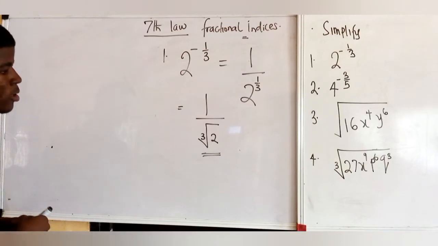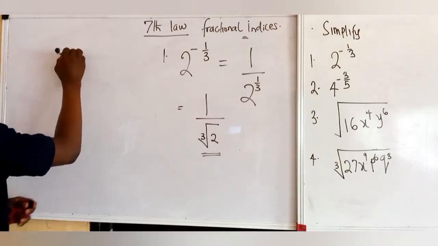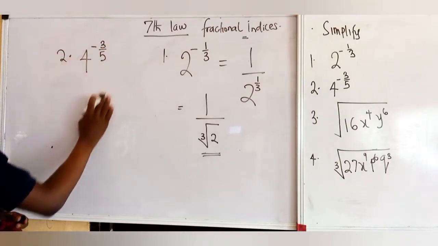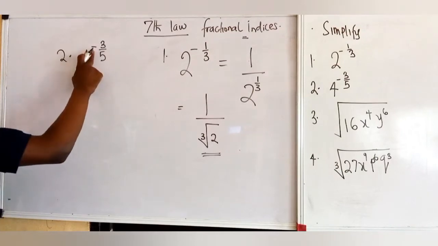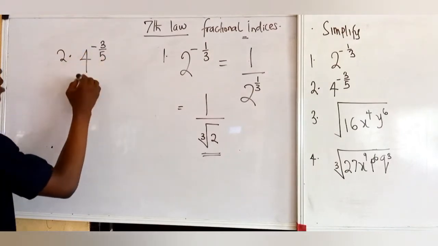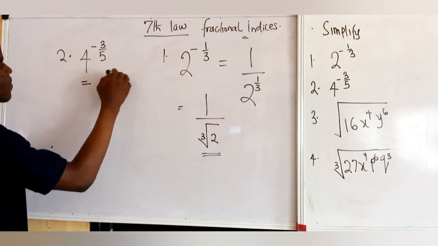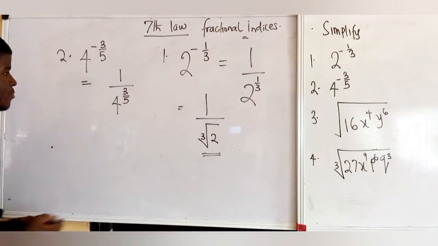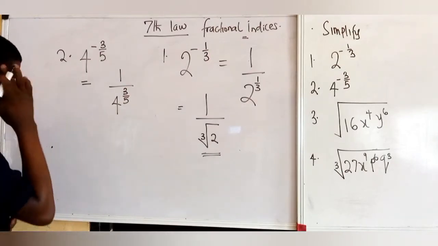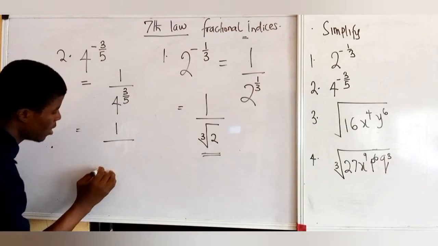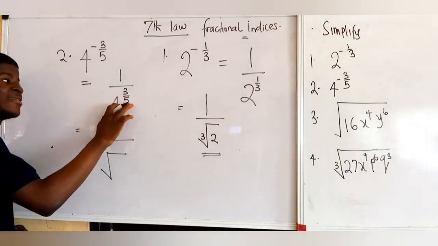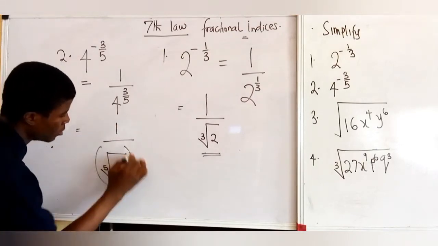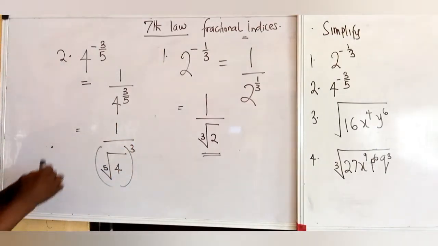Question 2 says, simplify 4 to the power of minus 3 over 5. Of course, you know that we have to eliminate this negative index first, so that we have a positive one. That is 1 over 4 raised to the power of 3 over 5. So this will now be 1 over the 5th root. The 5 here as the denominator will form the type of root, and the 4 all raised to the power of 3. So this is what it is.